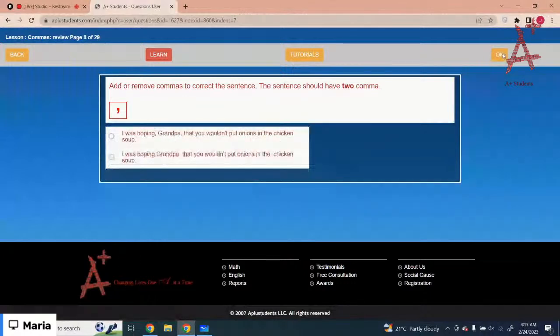I was hoping, Grandpa, that you wouldn't put onions in the chicken soup. So which is the correct option? So the correct option is option number one. Got it? Very good.